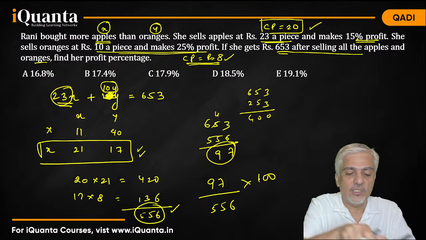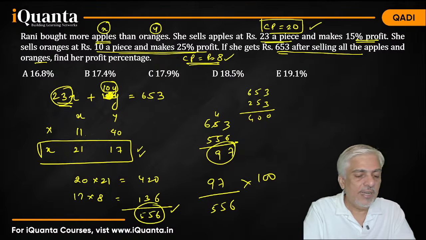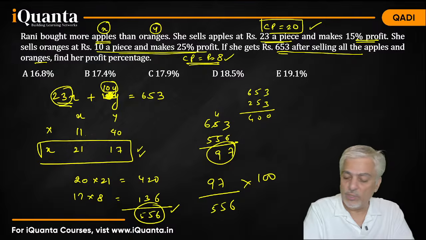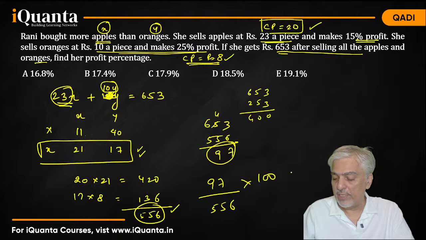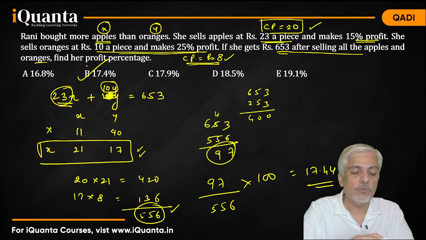Let's do the calculation. As I said, if anybody wants me to show you the calculations for the profit part, I can show it to you. 17.44 is what you get. So obviously you will check for 17.4 and tick that option.